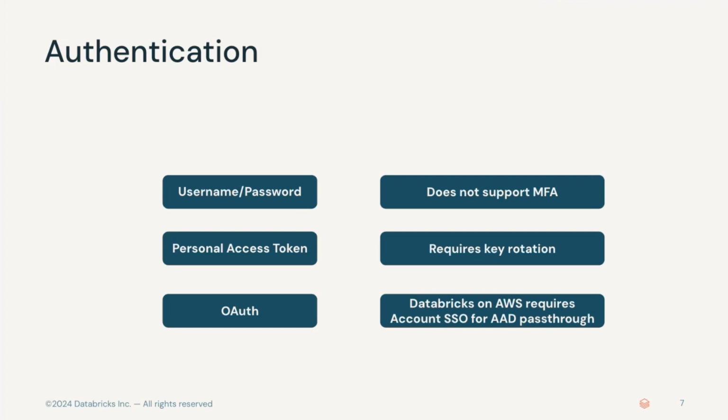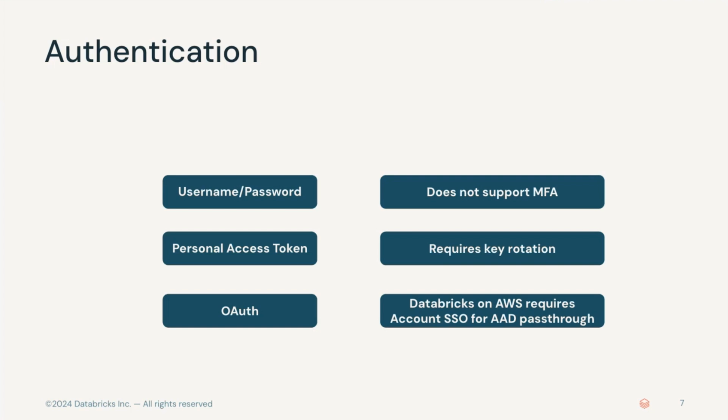So if your organization has multi-factor authentication turned on, you have to press Okta or AAD, or get a text message to verify this is you. Usernames and passwords cannot be used. You can use a personal access token. It's a great way to verify who you are.